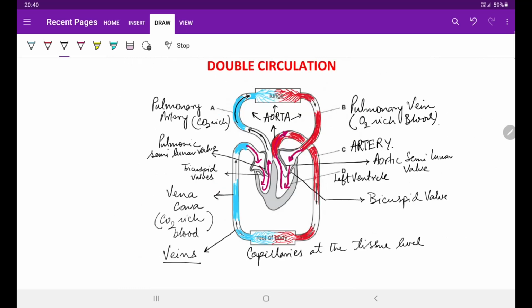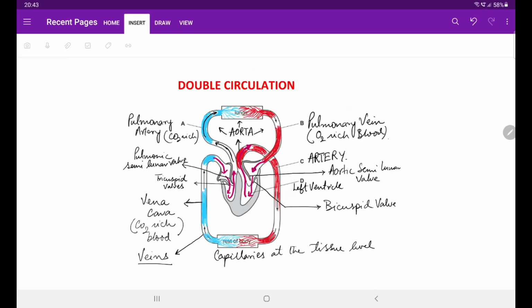Thus, we see that in the human body blood travels twice through the heart before being supplied to the body organs or the tissues for conducting their physiological activities. Thus, this whole process is called double circulation. This complete process of circulation of blood in the human body is further divided into two stages. One is called pulmonary circulation and the other stage is called systemic circulation.